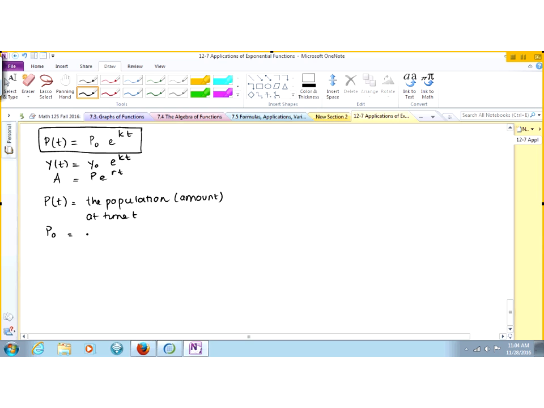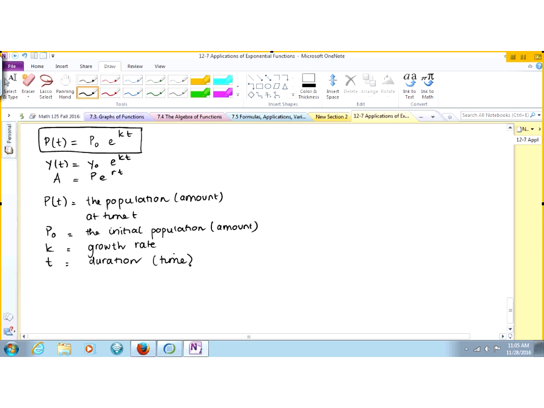And P naught, what is P naught? The initial population or initial amount. What is K? This is the growth rate, rate of growth. And then what is T? T is the time or duration.